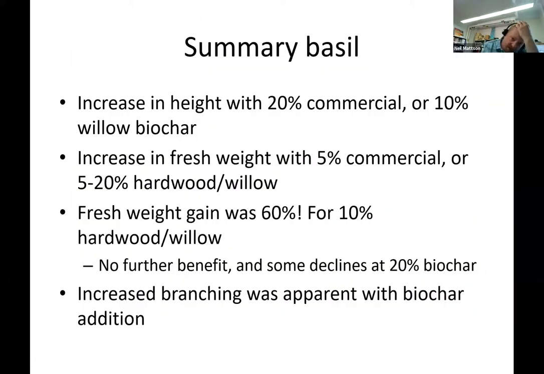So to summarize basil, we did see an increase in height with 20% commercial or 10% willow biochar. There was a fairly dramatic increase in fresh weight. It was a bit less dramatic with the commercial, that was at 5%. And then we saw the greatest benefits with 5 to 20% and really at 10% with the hardwood and willow. So the fresh weight gain was 60% for 10% biochar incorporation for the hardwood and willow, and there was no further benefit and some declines in that benefit at 20% biochar. Increased branching was apparent with the biochar addition, which I think would be an interesting phenomenon to further study.